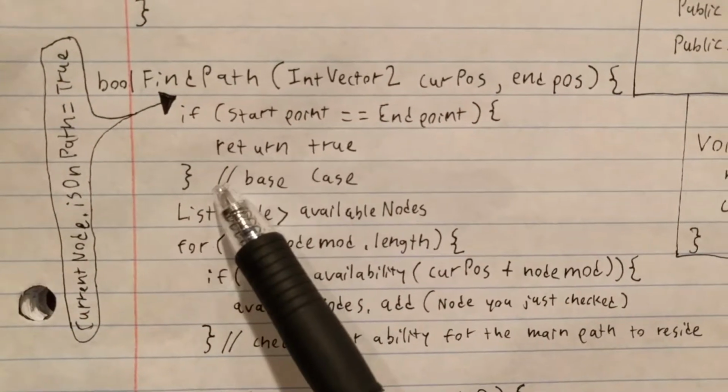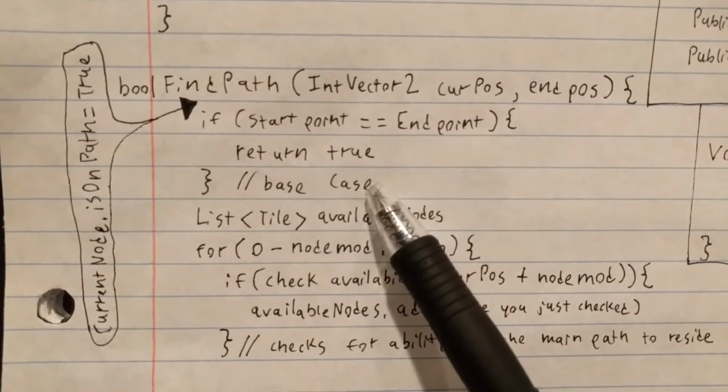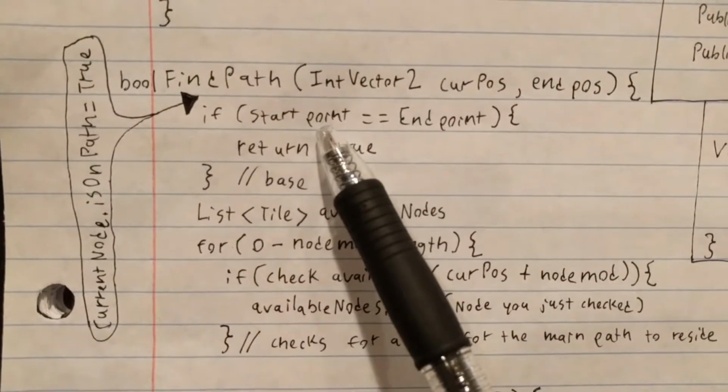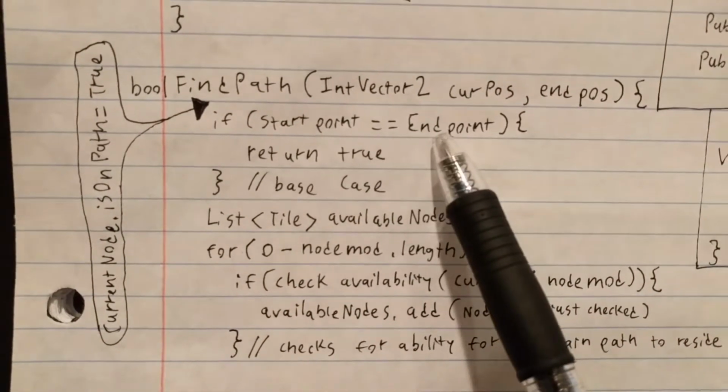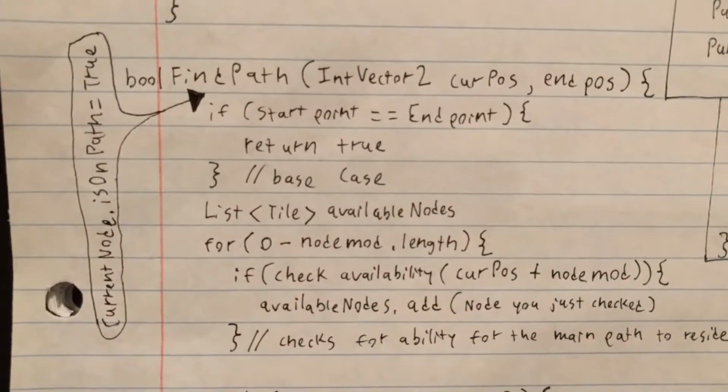Now, one of the first things you want to do in a recursive function is check to see if the base case has been reached yet. In this case, the base case has been reached when the current position is the same as the end position, meaning that we have reached the end of the path. In this case, the function just returns true.